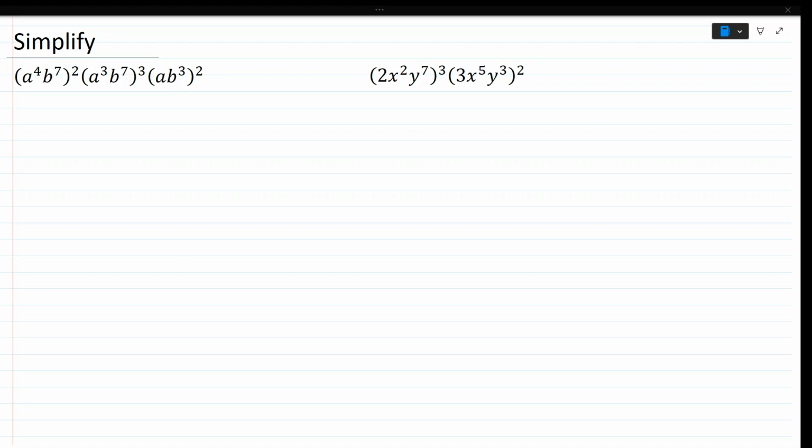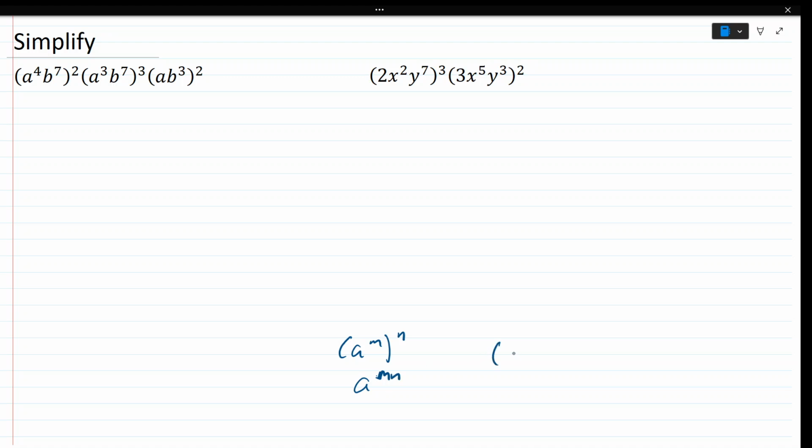In this example, we're going to use a combination of rules of exponents. One of the ones that we're going to use is the power rule, or one of the power rules, which is that if you had a to the m raised to the n, if you have an exponential raised to another power, you multiply the exponent, so that'd be a to the m times n.